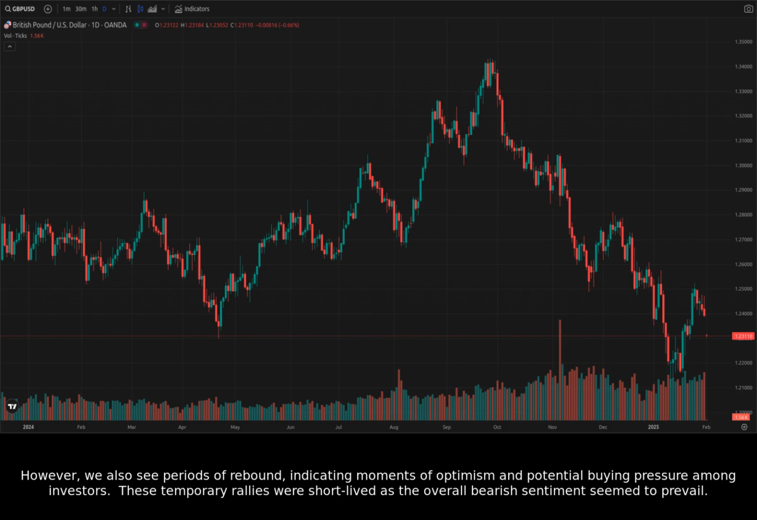However, we also see periods of rebound, indicating moments of optimism and potential buying pressure among investors. These temporary rallies were short-lived as the overall bearish sentiment seemed to prevail.